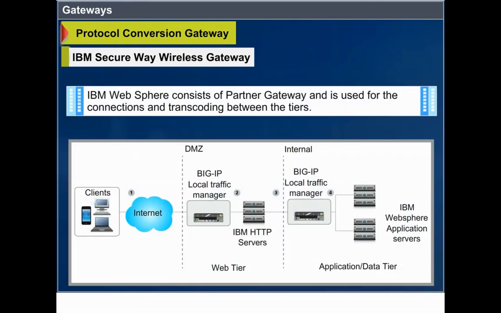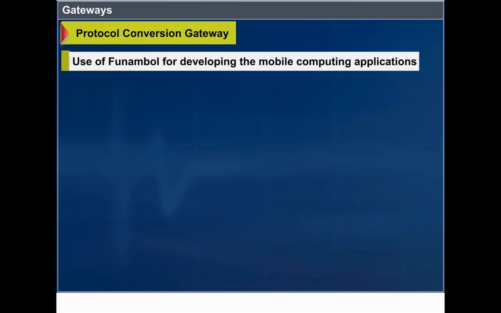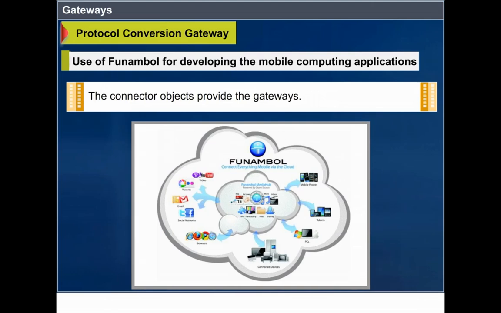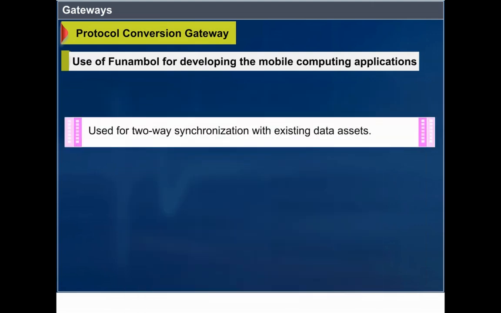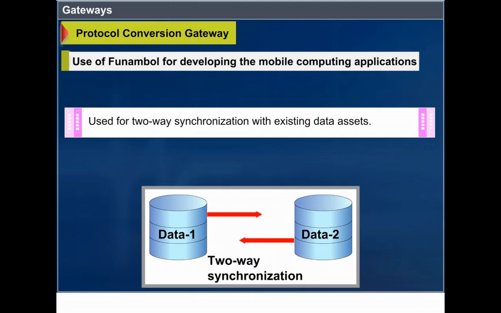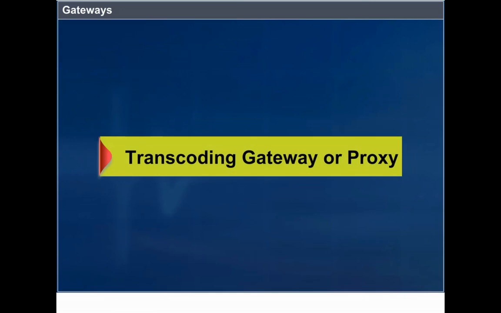IBM WebSphere consists of a partner gateway and is used for the connections and transcoding between the tiers. Use of Funambol for developing mobile computing applications. The connector objects provide the gateways. The gateways connect to the file systems, databases, email systems, and applications. Use of two-way synchronization with existing data assets. Connector objects in Funambol also provide gateways for data stores, databases, files, and email systems. Transcoding gateway or proxy.